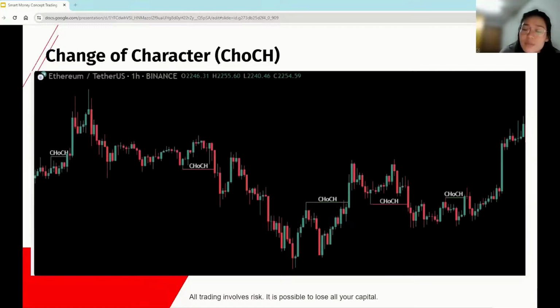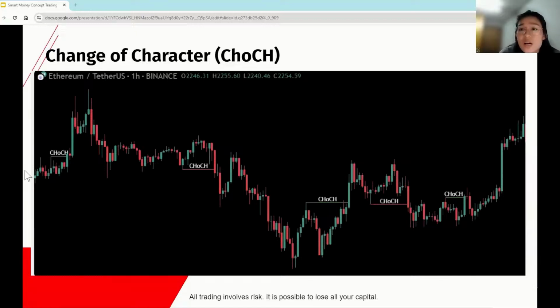It's like a signal that the market's behavior is changing. For instance, if the market has been in an uptrend and it starts making lower highs and lower lows, it suggests that the trend might be reversing to a downtrend. The opposite is also true. If a downtrend starts making higher highs and higher lows, it might be reversing to an uptrend.